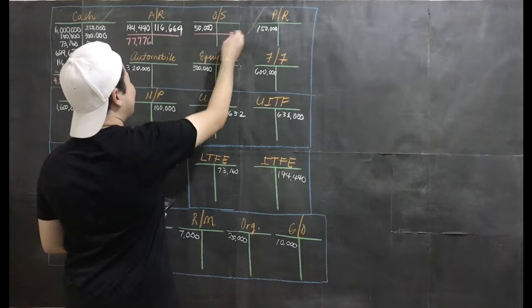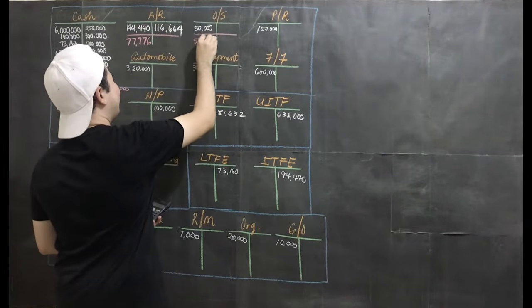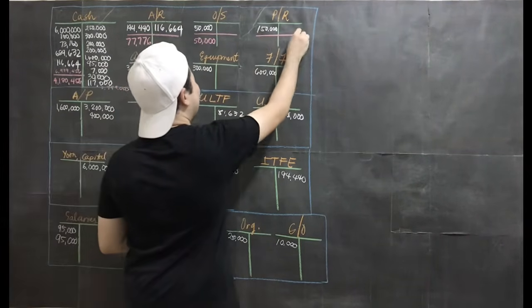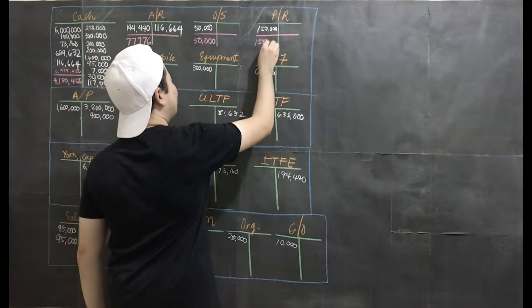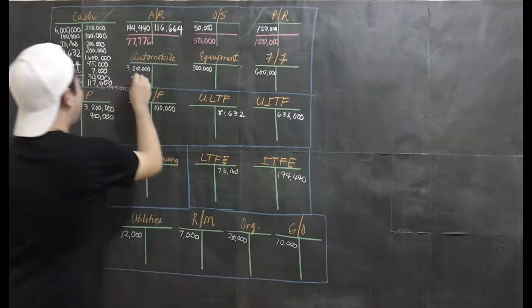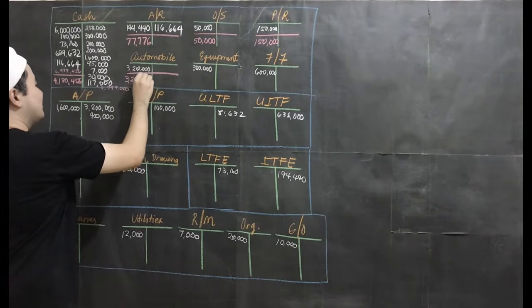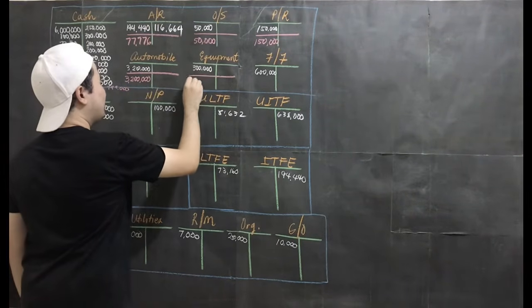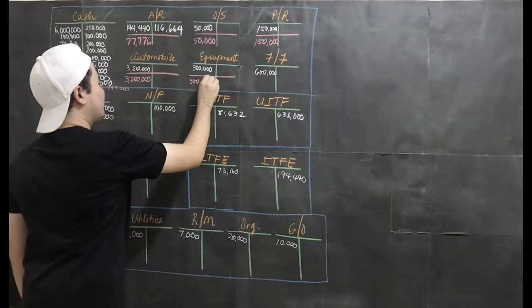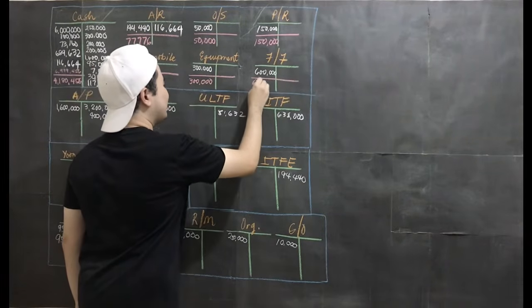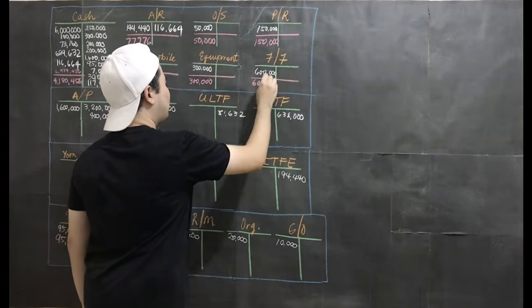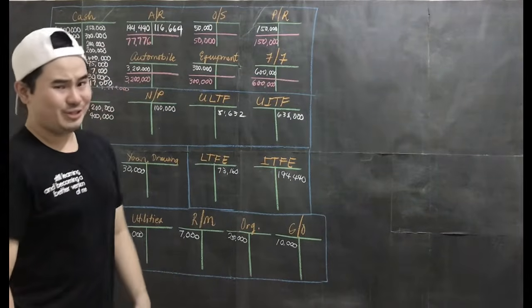Here, we have no problem. 50,000. This one, 150,000. Automobile, 3,200,000. Equipment, 300,000. Furniture and fixtures, 600,000. If that's the only balance, that's it.